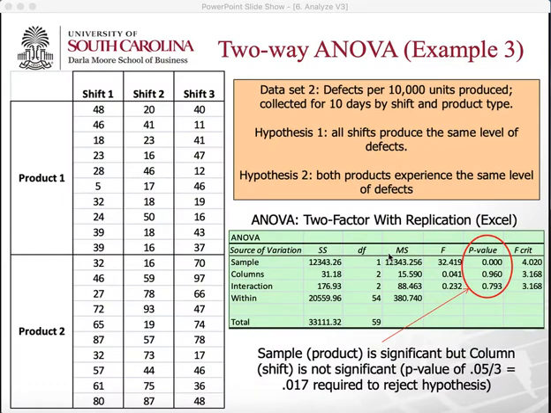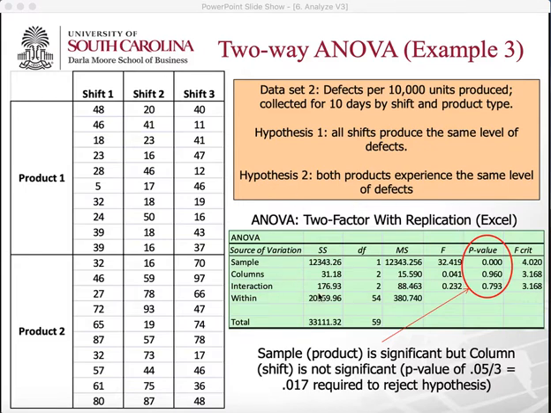So let's go back to our ANOVA there. Now we have example number three. In example number three, we have shift one, shift two, shift three again, product one, product two, but the numbers are different in example number three. And here we run our ANOVA, and this is the result, right?